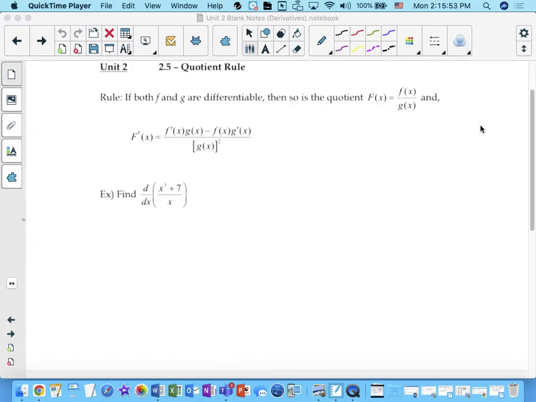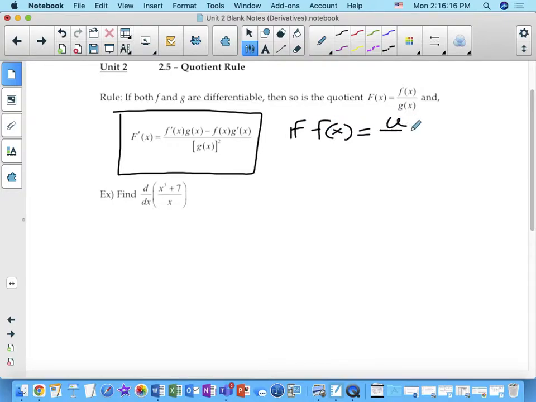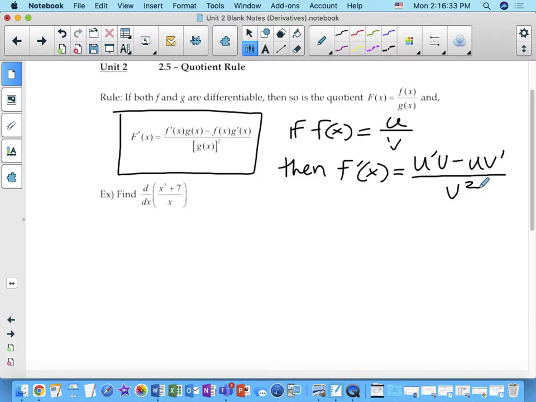So if f of x equals little f of x over g of x, then this is an expression for the derivative of f of x. I'm going to write this a little bit more simply. Okay, if f of x equals u over v, then f prime of x equals u prime v minus u v prime over v squared.